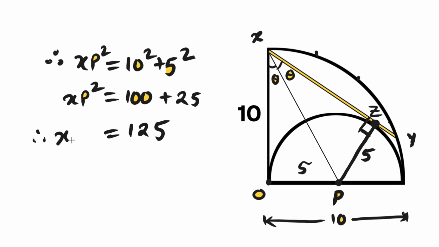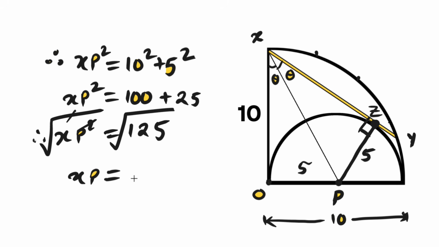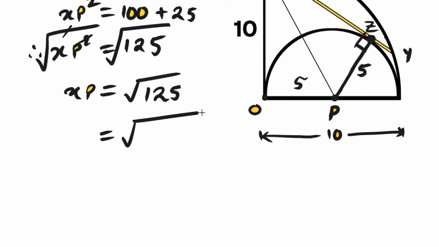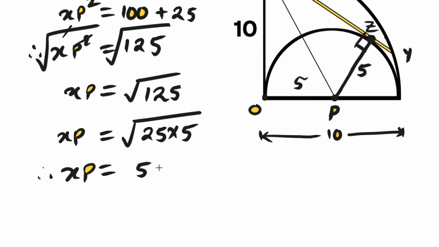125. Taking the positive square root, because we are dealing with a length, we get XP equals the square root of 125. We can simplify that because 125 is 25 multiplied by 5. The square root of 25 is 5, so XP equals 5 times the square root of 5 units.